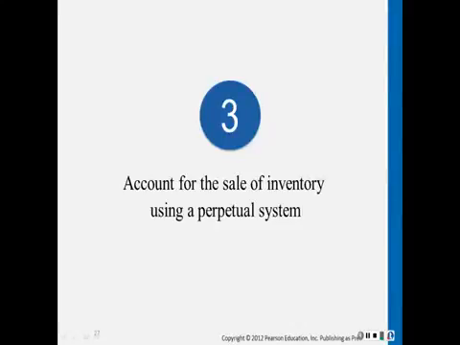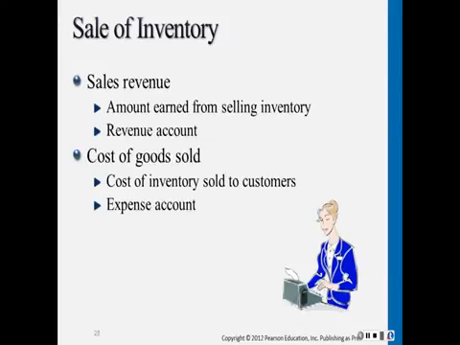The third learning objective is to account for the sale of inventory using a perpetual system. After a company buys inventory, the next step is to sell the goods. The amount a business earns from selling merchandise inventory is called sales revenue, often abbreviated as just sales.